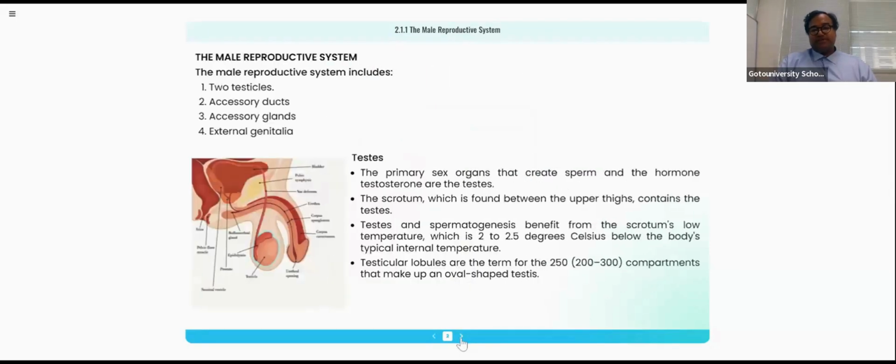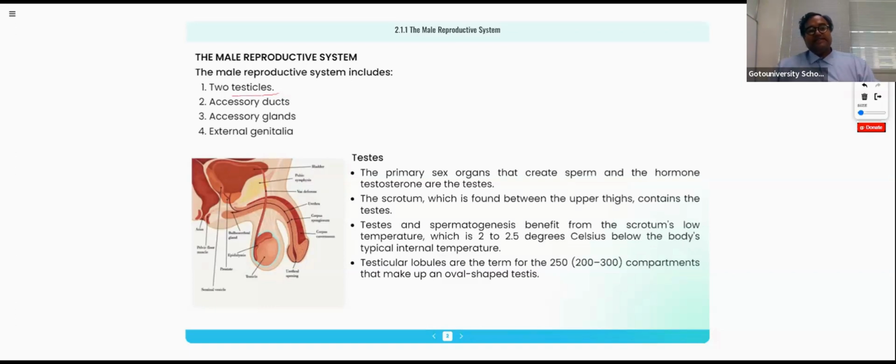In the human reproduction chapter, the first concept we need to understand is the various parts of the human reproductive system. If you're talking about the human reproductive system, basically it has the two testes. Instead of saying testes, we can say testicles as well. Either you say testis or you say testicles, both are correct.